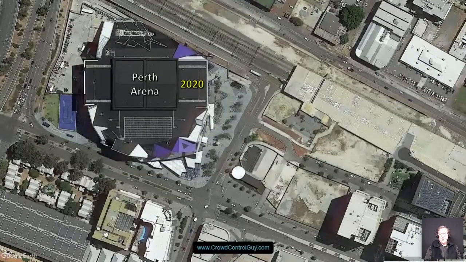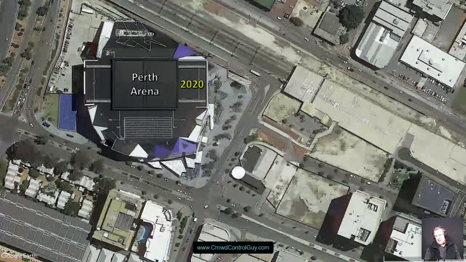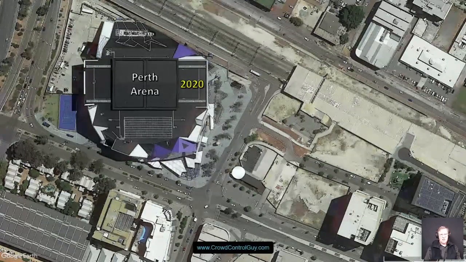Now, Perth Arena is there from the roof. If you look to the right-hand side, you can actually see still some concrete footing down the bottom of the screen just near the road. And what a lot of people don't realize is you could do this in Google Earth. You can go back in time.